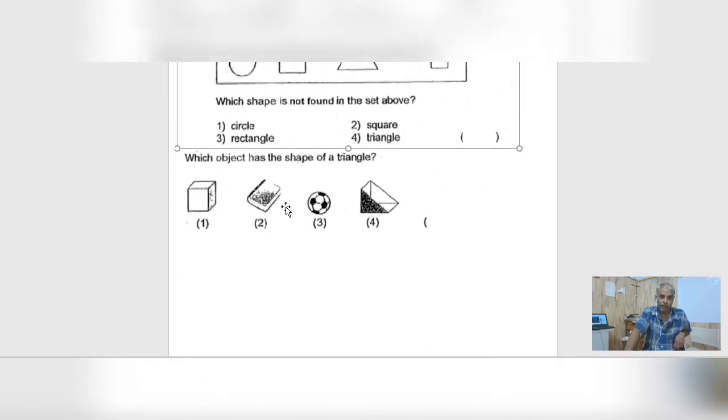All right, okay. So next, which object has the shape of a triangle? Which object has the shape of a triangle? So of course this is not a triangle, because this is a cube. So it has a square, this is a rectangle, or you can say this is a circle. So this has the shape of a triangle. You can see the shaded part, this one, and this. All these are triangle shapes. So you can say 4th. Your answer should be the 4th one.